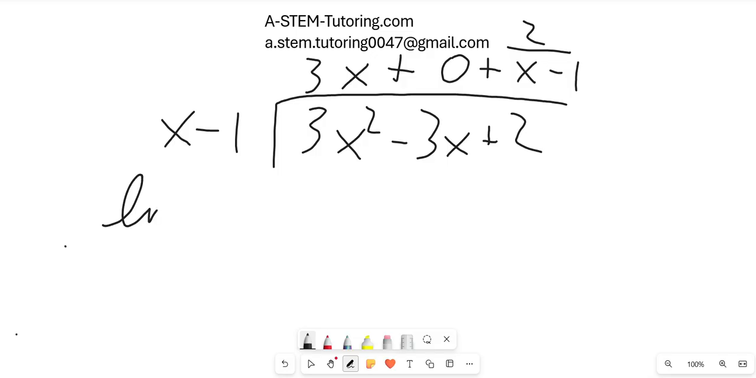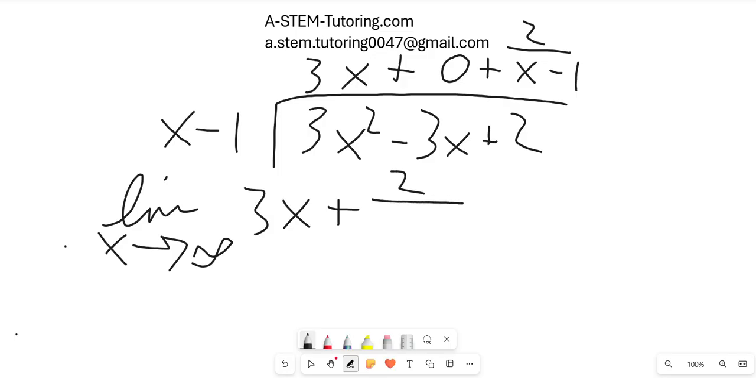If we take the limit as x approaches infinity of (3x² + 2) over (x - 1), as x gets larger and larger, this denominator gets larger. But remember, when you divide by a larger denominator, the quotient, the overall fraction, gets smaller and smaller, which means as x approaches infinity, this quantity approaches 0.